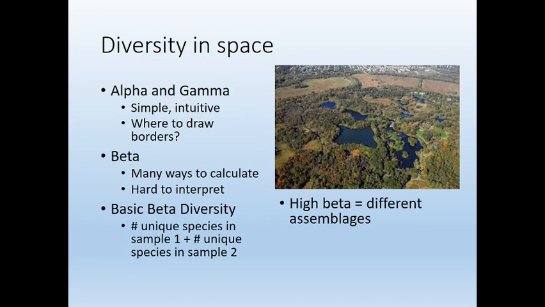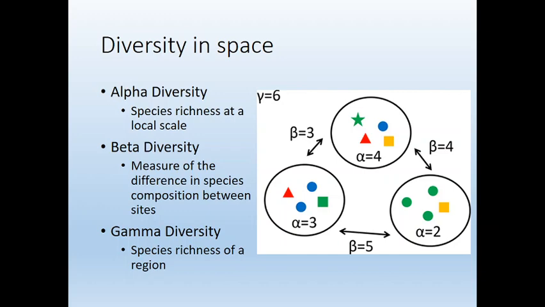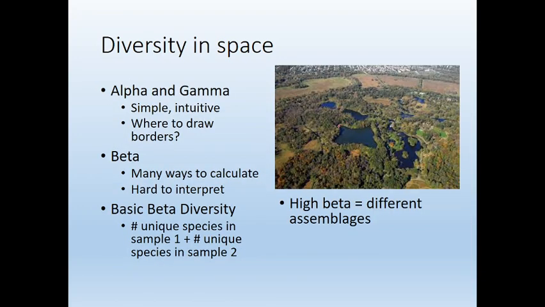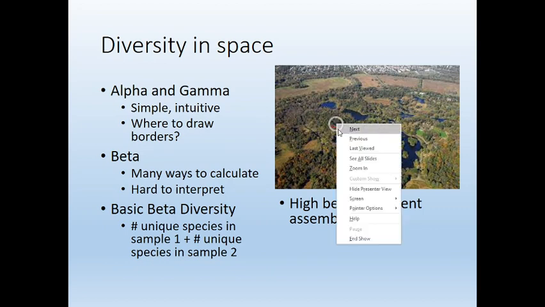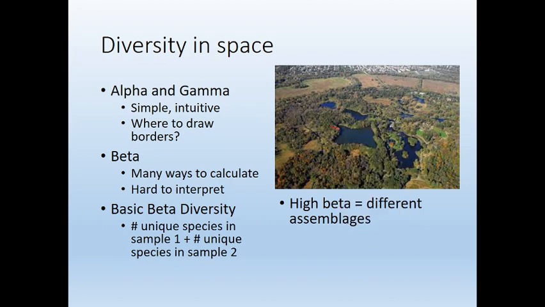The alpha and gamma are pretty intuitive, right? I think you should not have problems with that. It's just alpha is the diversity at a given small spot. Gamma diversity is that diversity in a big spot, right? The problem, though, is where do you draw the borders? Okay, so let's go back here to this example. Let's say we're thinking about the gamma or the alpha diversity of this lake right here.